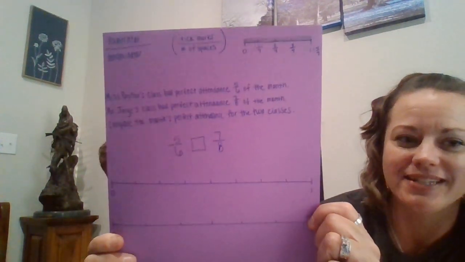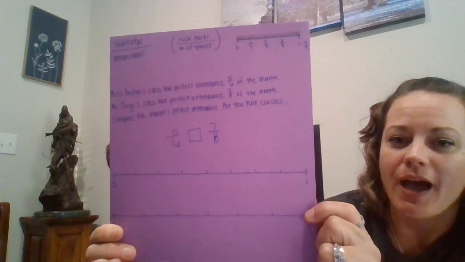Okay, so here's Anthony's sheet. Right here, this is what he's going to be working on. So Anthony, let's read this. Miss Peyton's class had perfect attendance 5/6 of the month. Mr. George's class had perfect attendance 7/8 of the month. Compare the month's perfect attendance for the two classes.